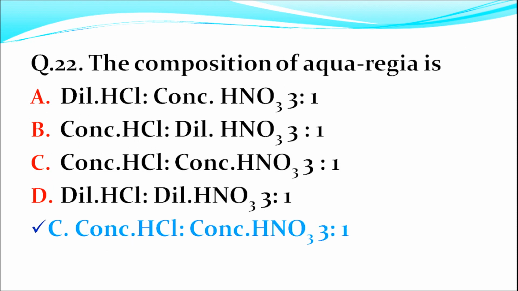Next question, the composition of aqua regia is: option A dilute HCl to conc HNO3 3:1. Option B conc HCl to dilute HNO3 3:1. Option C conc HCl to conc HNO3 3:1 ratio. Option D dilute HCl to dilute HNO3 3:1 ratio. So the composition of aqua regia is conc HCl to conc HNO3 in which ratio? 3:1 ratio. That means option C is correct.